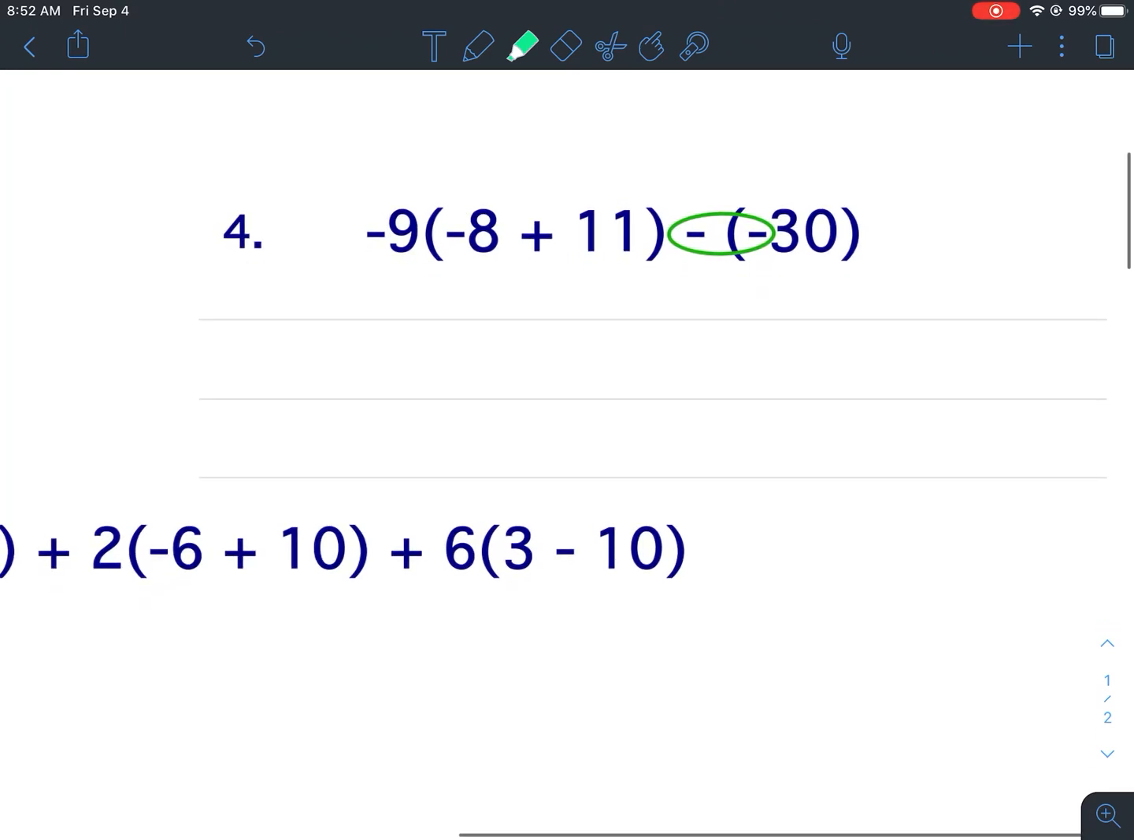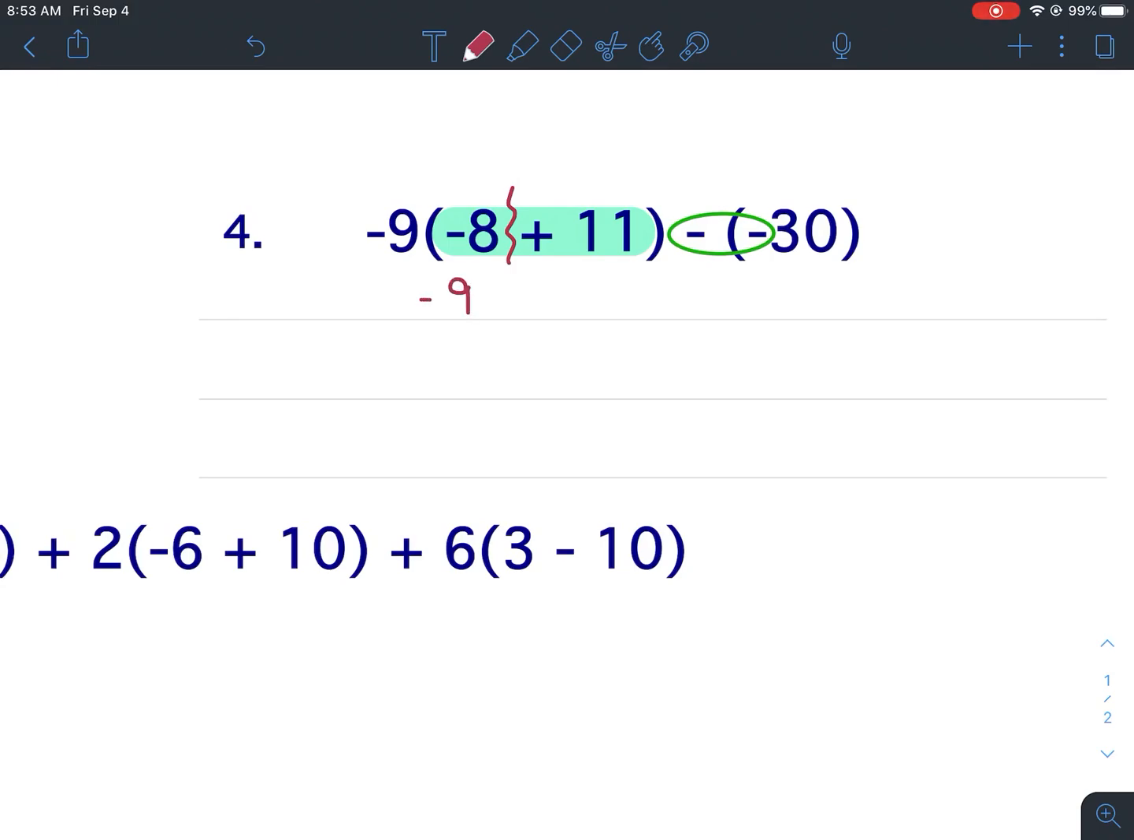Notice that I already circled the double negatives. Don't forget to look for those double negatives and make them positive. And I'm going to start by doing this here inside the parentheses. Got to follow my order of operations. So when I look at that, I've got a -8 and a +11. Those signs are different, so I need to subtract.